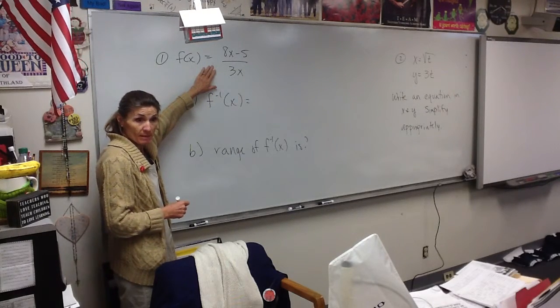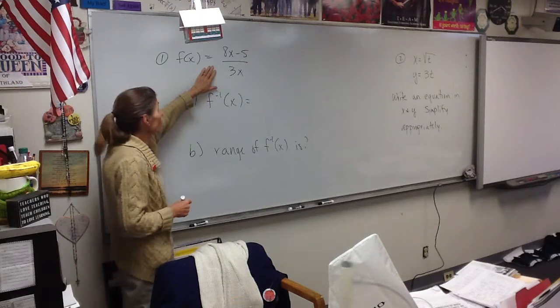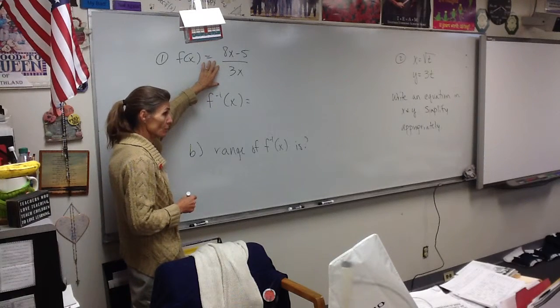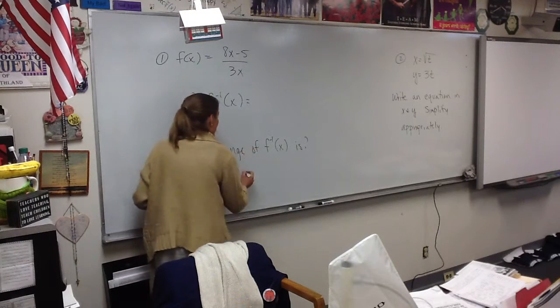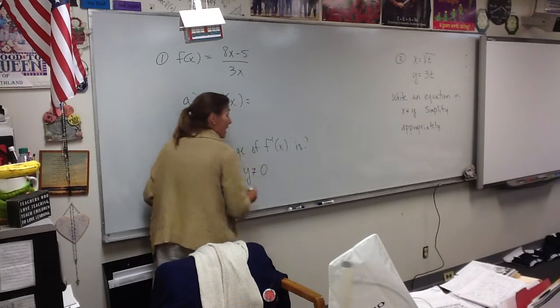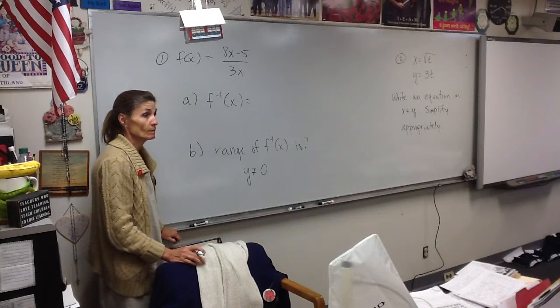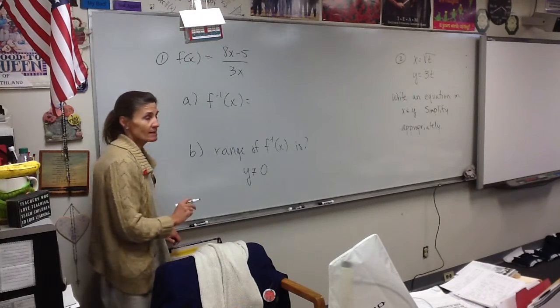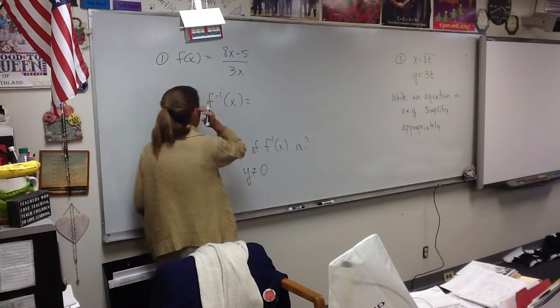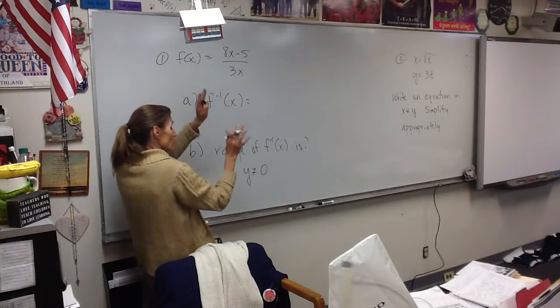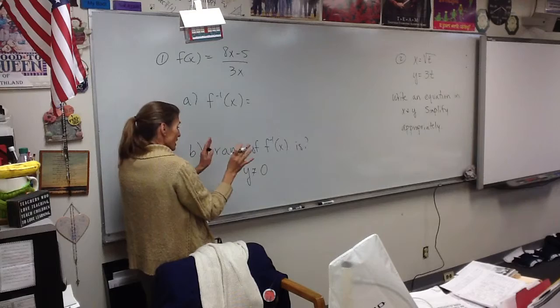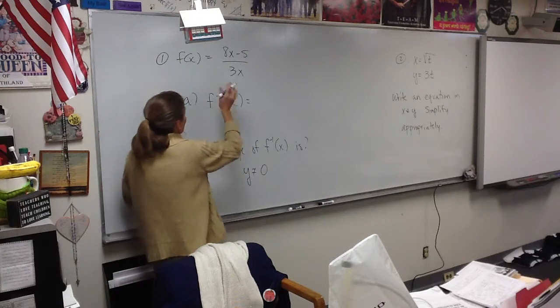X can't be 0. So if the domain of the original is x can't be 0, then the range of the inverse will be y can't be 0? Let's see if that pans out. Let's go ahead and find our inverse. Okay, so I'm going to go through. I know some of you have found little shortcut things, and that's all right, except you'll probably forget them. So I'm just going to go ahead and work through the problem.